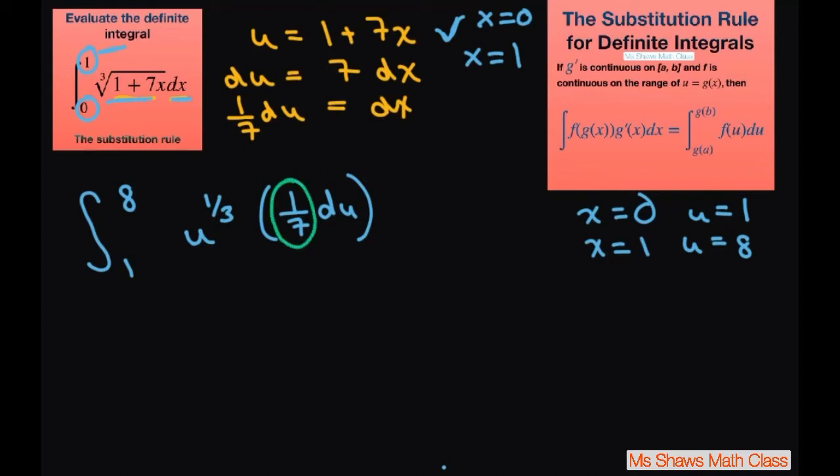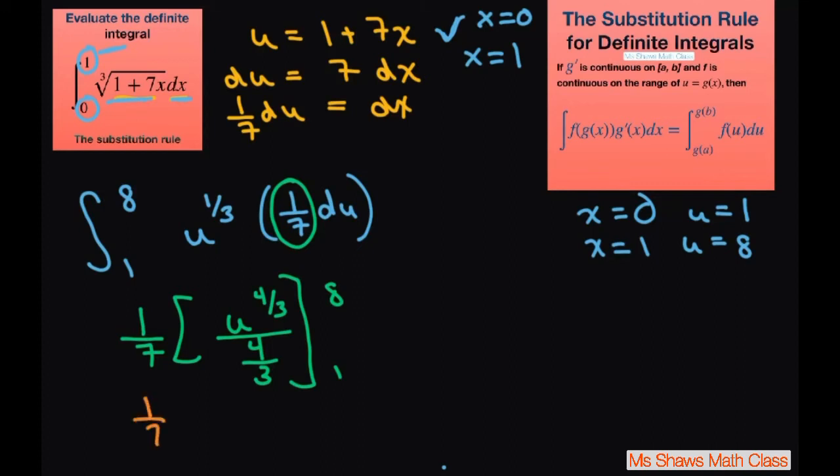I'm going to move the 1/7 in front here, and then we still have u to the 1/3 power du. So this is going to end up being u, you add 1 to get 4/3, divided by 4/3, evaluating from 1 to 8. Let's simplify this a little bit. This is going to be 1/7, bring the 3 up here, so it's 3 times u to the 4/3 divided by 4, evaluated from 1 to 8.